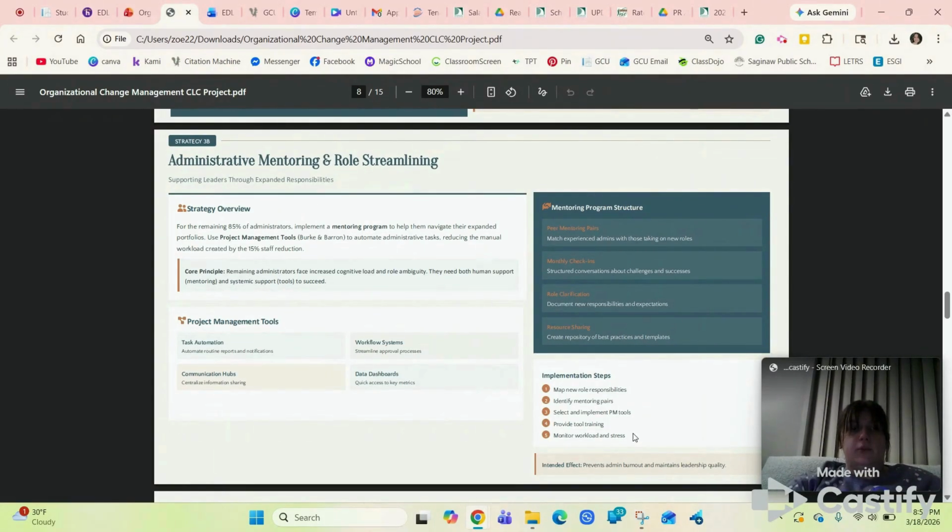Since 15% of the school administrators are leaving each year, this cognitive load gets increasingly big on them, since they are taking over all of the roles and responsibilities of those who are leaving. These project management tools will help prevent burnout and increase critical safety and compliance, so that all tasks are still being met.